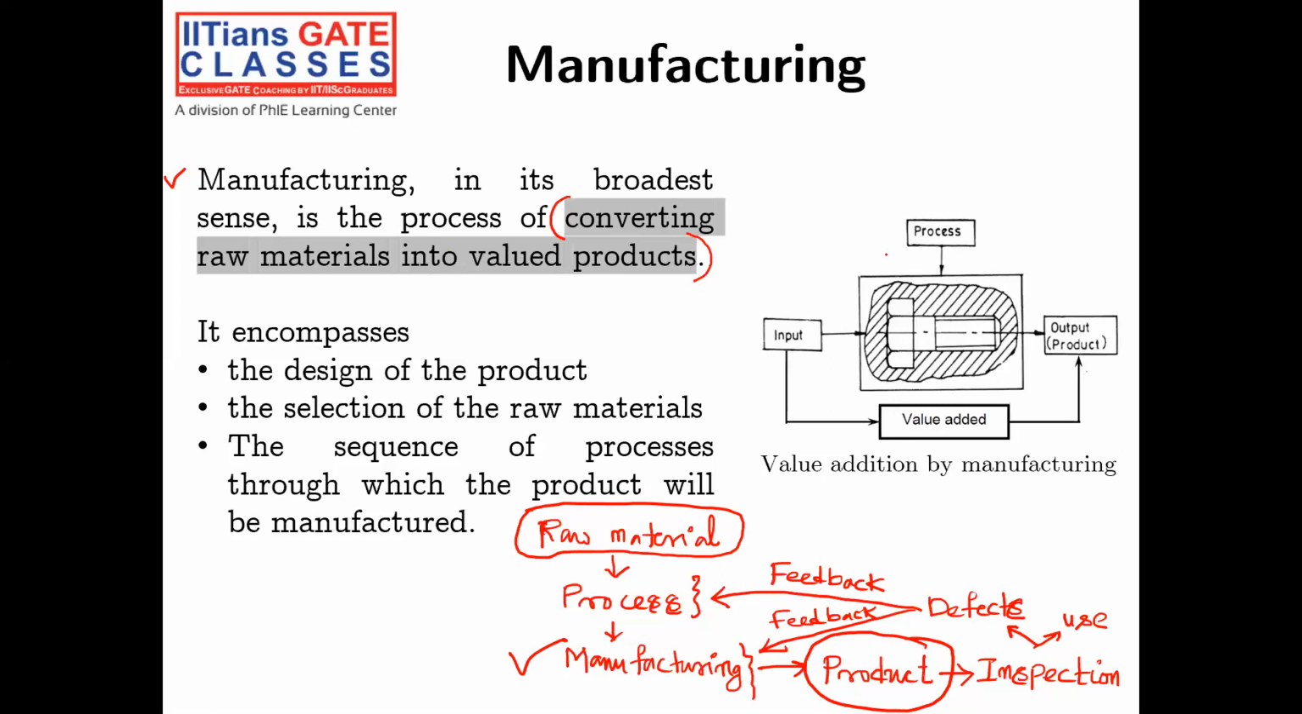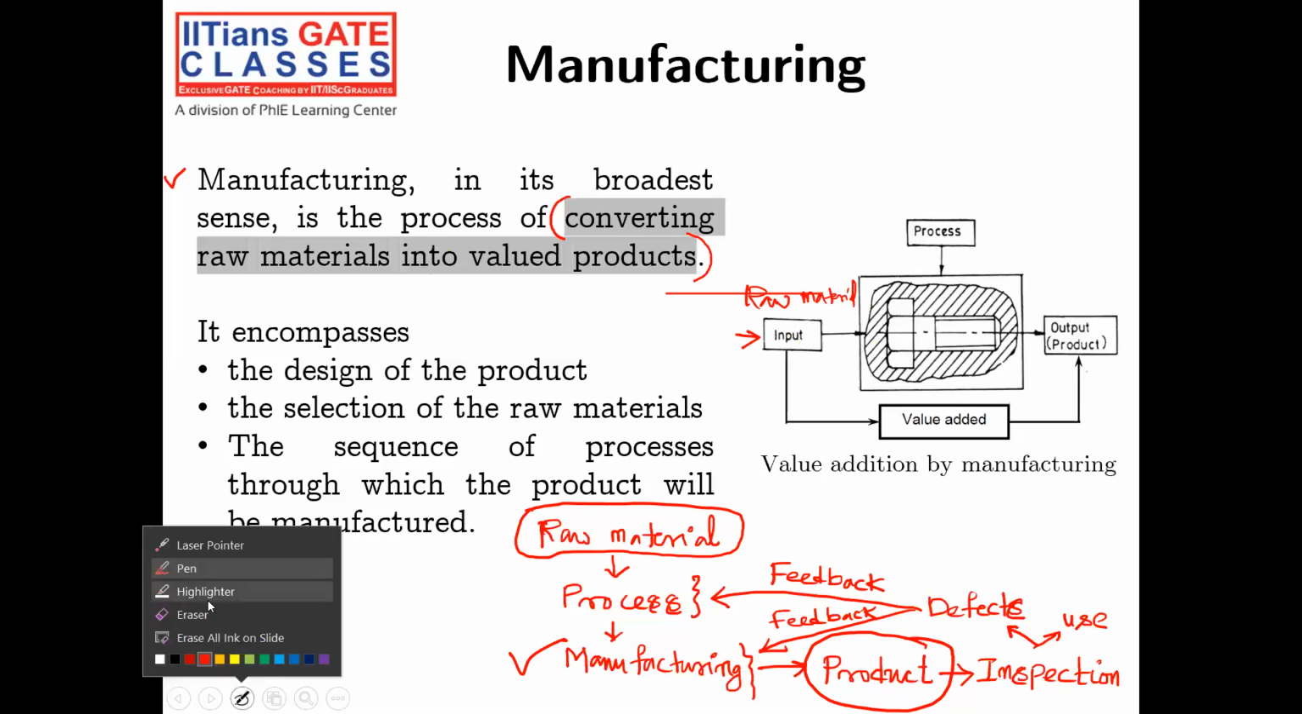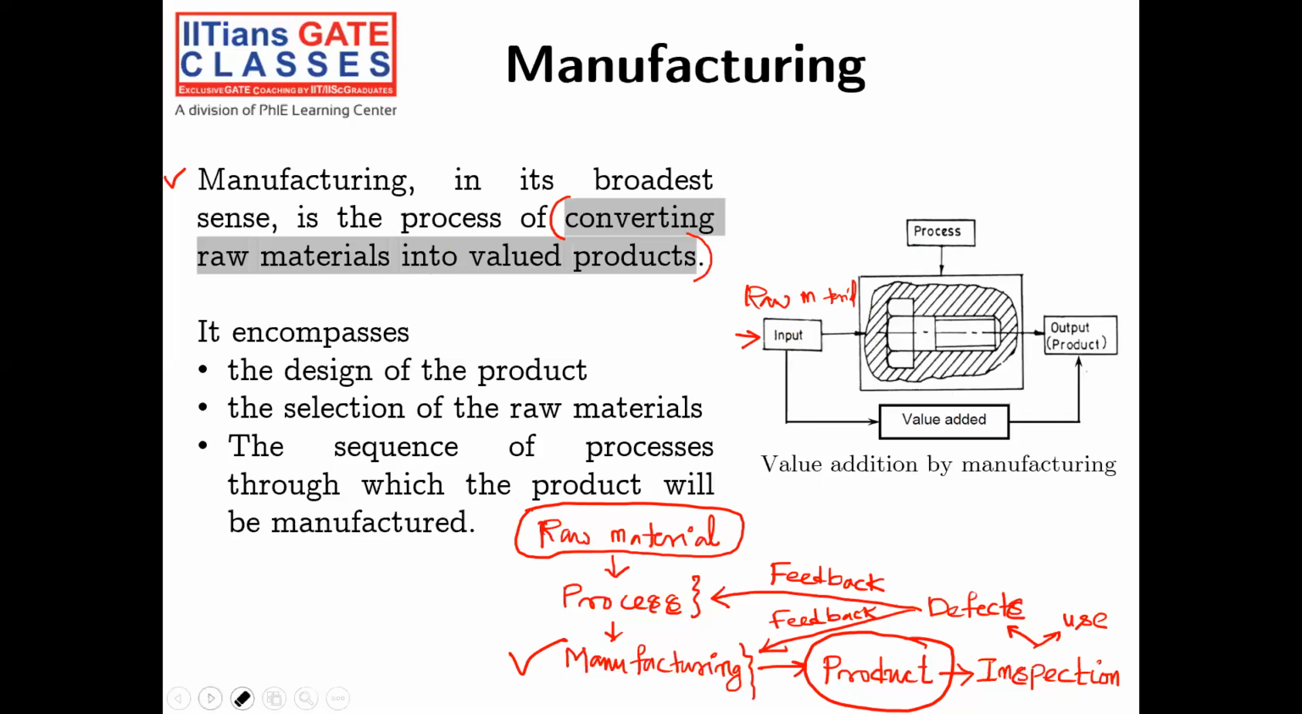Okay, here also you can see the input is raw material, and then the manufacturing process, the way to manufacture them, and the output is the product that you're getting. So from input to output, you're giving some value addition. This is your final product that you're going to get from this value addition through manufacturing.